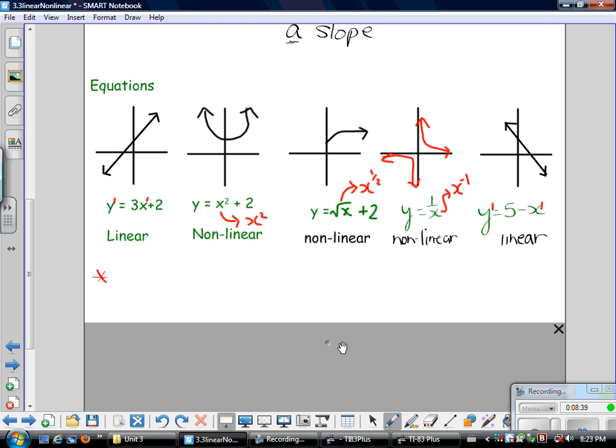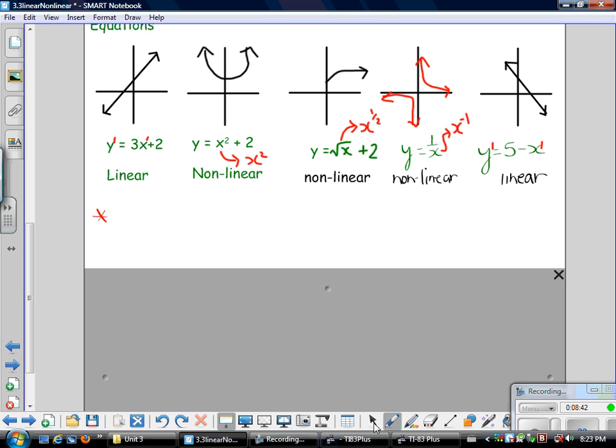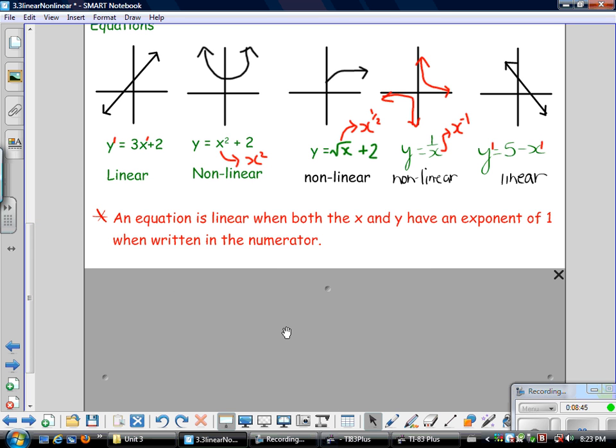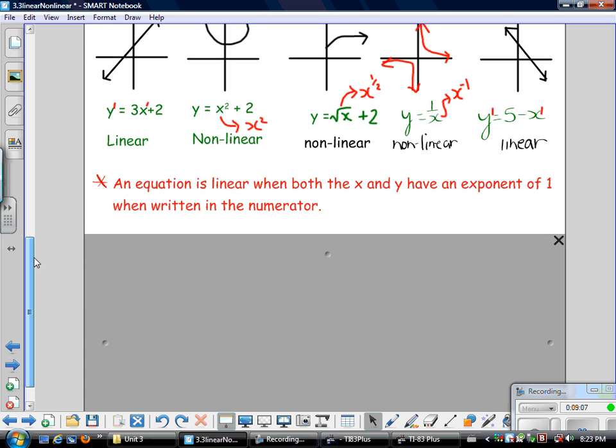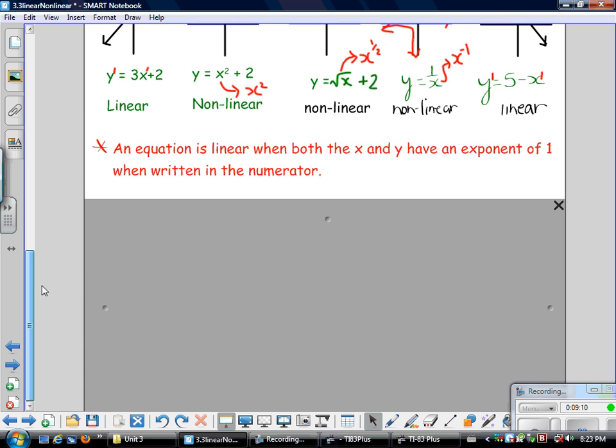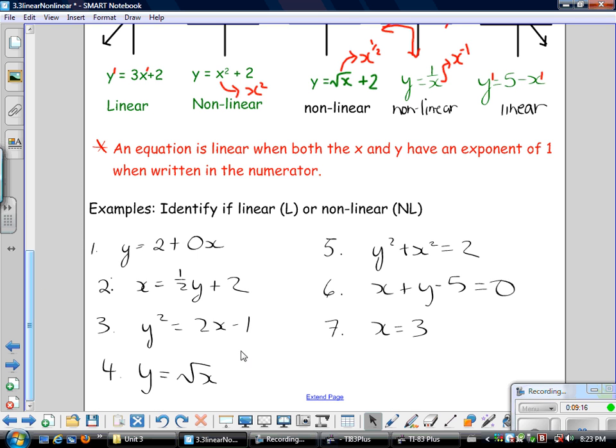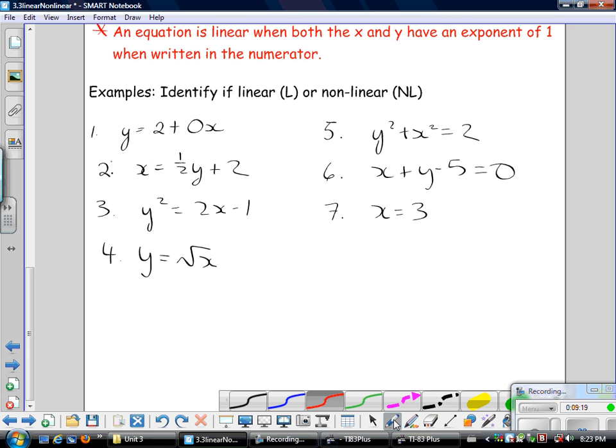So actually we have a little rule to help us with equations, and this is how it goes. An equation is linear when both the x and y have an exponent of 1 written in the numerator. Okay, numerator. Because this one here, 1 over x, does have the exponent of 1, but it's in the denominator. All right, so there's that one. So let's actually go do some examples to see if we can come up with it just by looking at the equations this time.